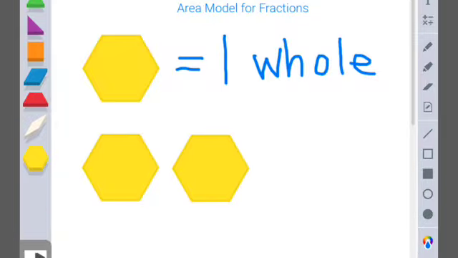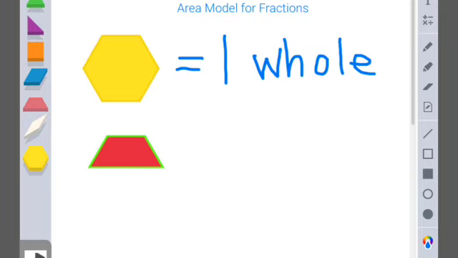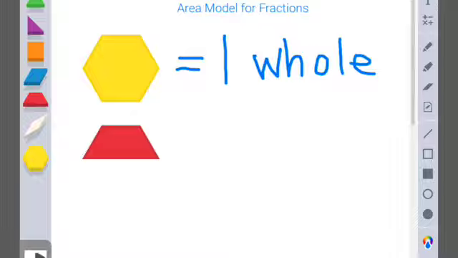2 yellow hexagons would equal 2 wholes. 3 yellow hexagons would equal 3 wholes. All right, so now let's talk about the other pattern blocks that we can use to think about fractions. We're going to look at this red trapezoid and think about how much of the area or the space this red trapezoid takes up.